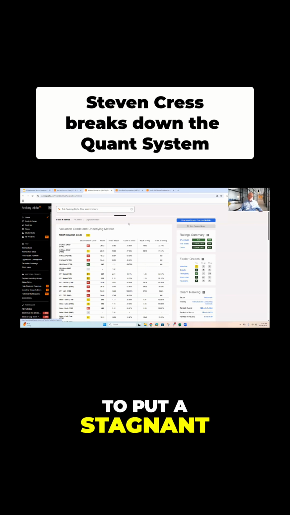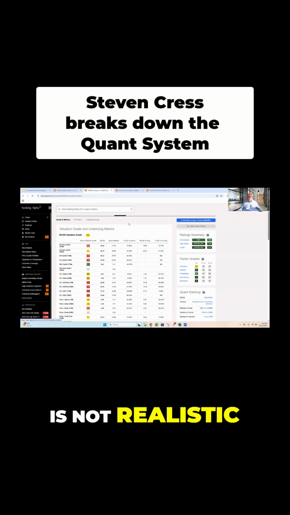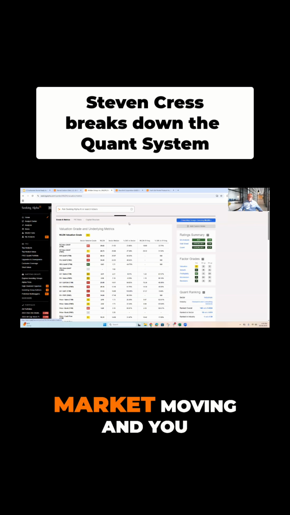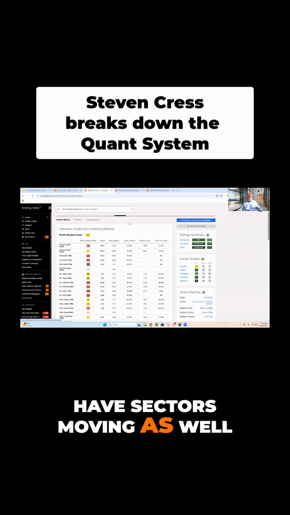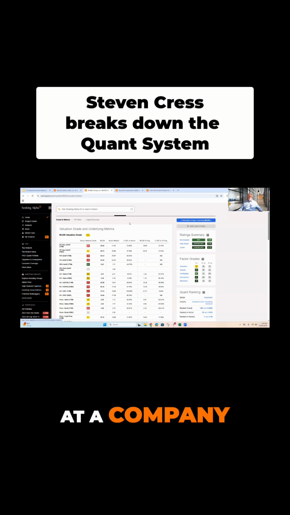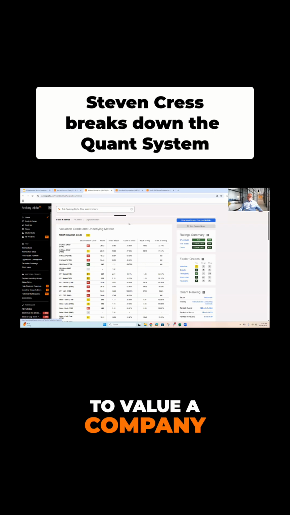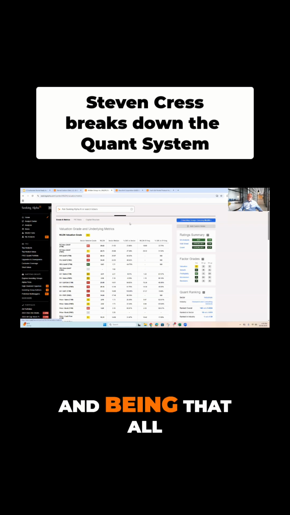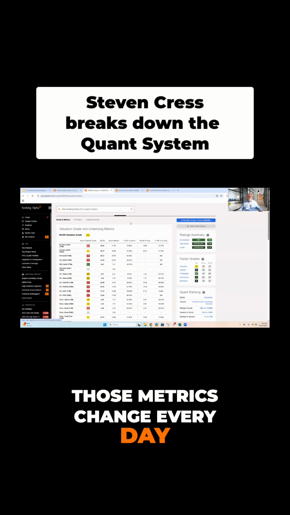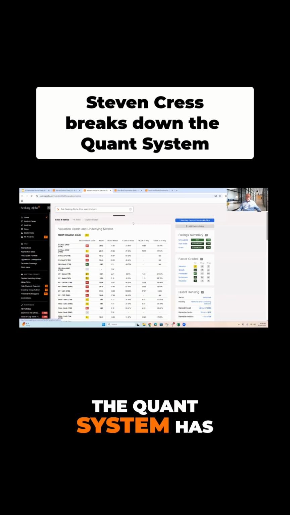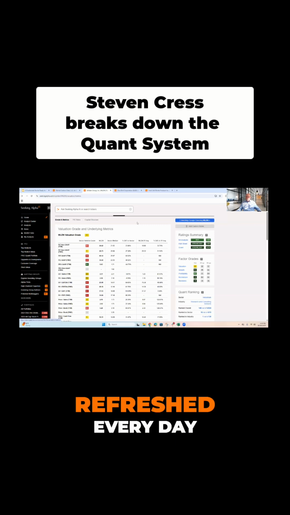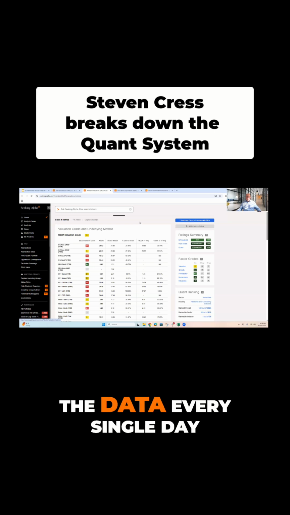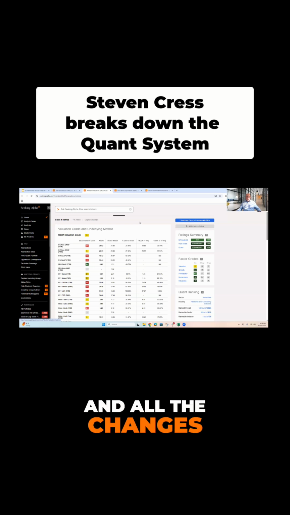So to put a stagnant price target out there is not realistic, especially when you have the market moving and you have sectors moving as well. When you look at a company, really the best way to value a company is to compare the metrics for a company to its sector. And being that all those metrics change every day, that's why a quant system has a directional recommendation that's refreshed every day, because we look at the data every single day and all the changes that occur.